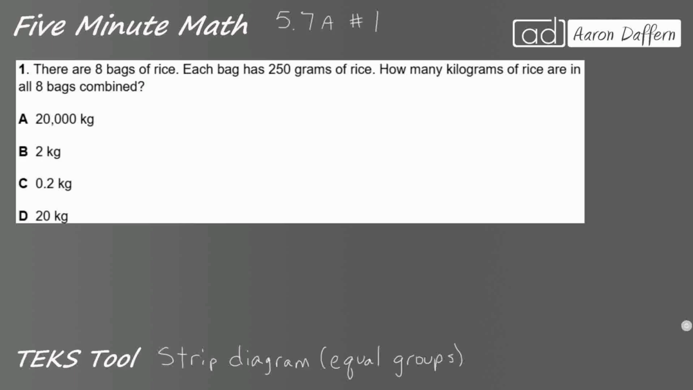Today we are looking at the TEKS tool strip diagram. We are working with equal groups with a problem related to TEKS 5.7a. We will solve it in 5 minutes or less.